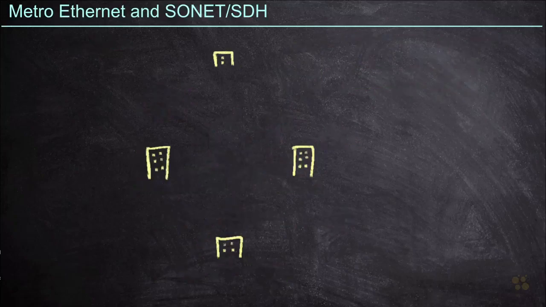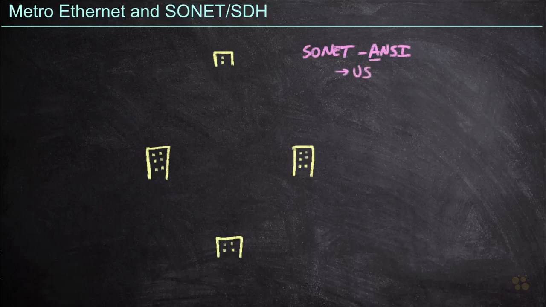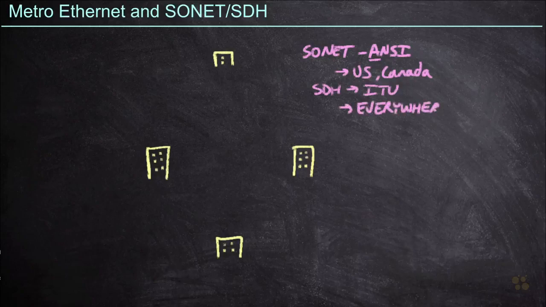Next, let's look at SONET and SDH, which is a different type of metropolitan area network technology. SONET, or Synchronous Optical Networking, is built and maintained by ANSI, which is the American National Standards Institute. It has the word American in it, and so as you can imagine, SONET is built for the US and Canada. Meanwhile, Synchronous Data Hierarchy, or SDH, is maintained by the International Telecommunications Union, or ITU. And that is for pretty much everywhere else.